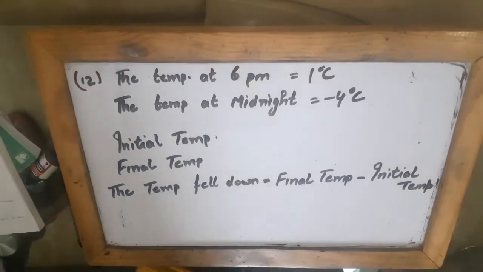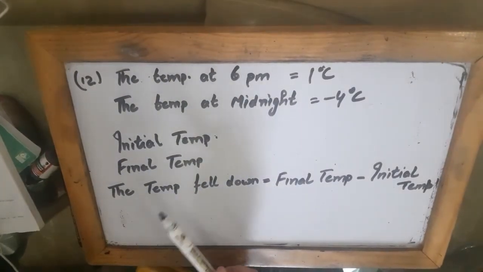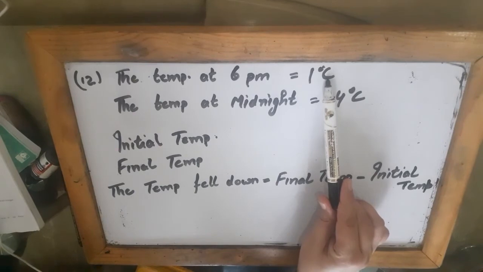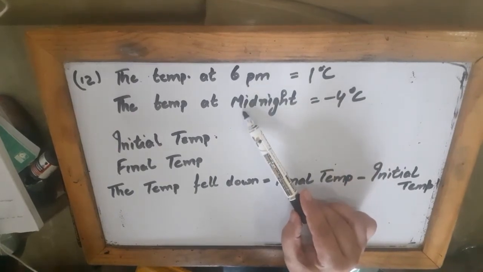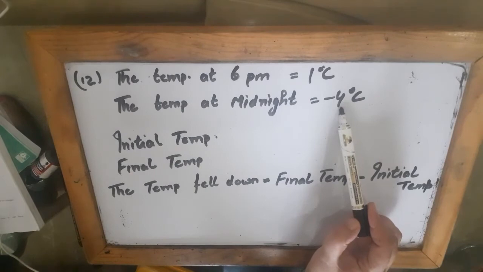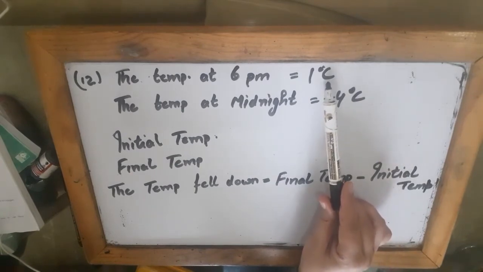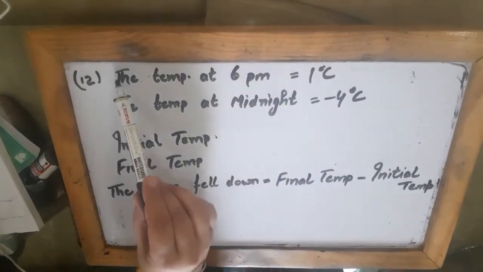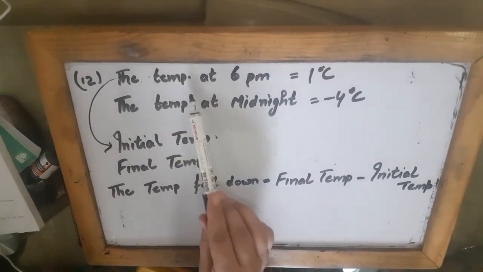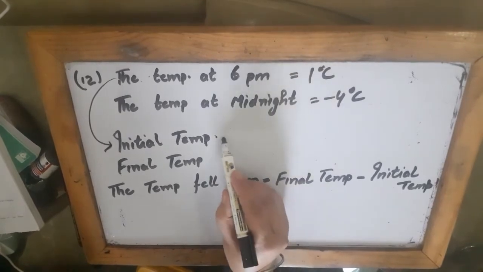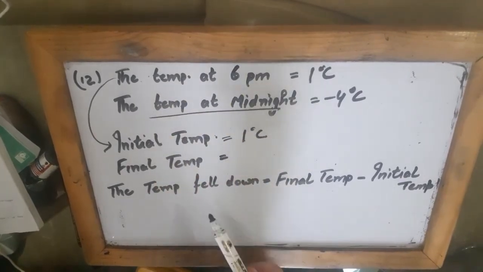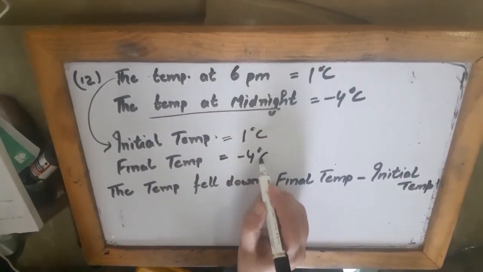Now I come to the 12th question. In this they say, on a day in Srinagar, the temperature at 6 p.m. was 1 degree Celsius, but at midnight it dropped to minus 4 degrees centigrade. Means at 6 p.m. the temperature was 1 degree Celsius, but at midnight it became minus 4 degrees Celsius. So the initial temperature, the temperature at 6 p.m., was 1 degree Celsius, and the final temperature, the temperature at midnight, was minus 4 degrees Celsius.